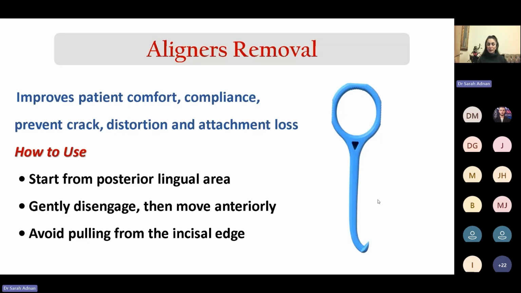The aligner removal tool is usually started from the posterior lingual area, whether upper or lower, gently disengaging the aligner from the teeth, then moving it anteriorly. Start from the posterior lingual, then move slightly to the anterior zone. You should avoid, and your patient also should avoid, pulling the aligner from the incisal edge, as it will produce distortion of the aligner and might lead to attachment loss.